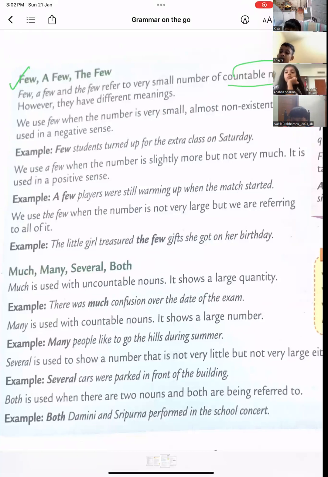Okay. Now we use few when again the number is small, just like little, and it is used in a negative sentence. Few students turned up, which means not many. Like, few students turned up in my class yesterday, so I had to just stop the class because there were hardly any kids. It's something that happened with me yesterday.